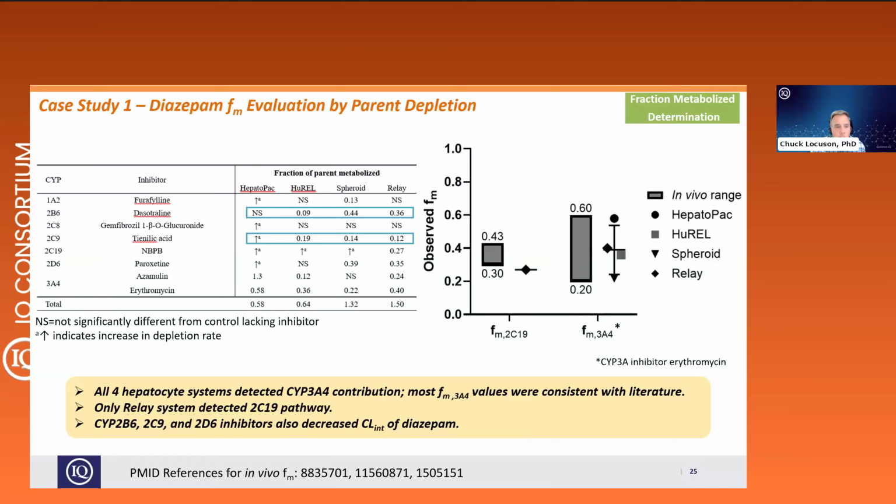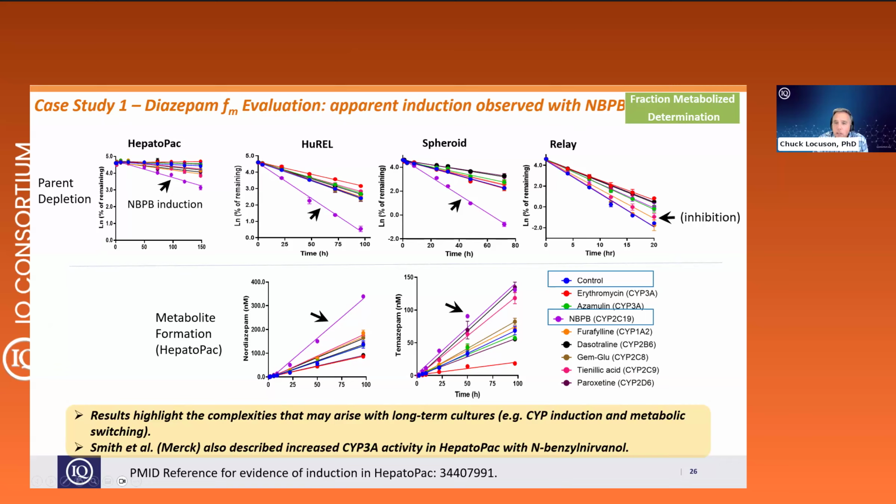So we thought you would like to see the actual curves here from these studies. And so this is diazepam again, with and without CYP inhibitors. The control with no inhibitor in these plots is shown in the blue color. And you could see that in the magenta colored lines in the long-term hepatocyte systems, the depletion rate is increased. As we saw in the previous slide, it looks like we were getting more metabolism with that 2C19 inhibitor, benzylphenobarbital.